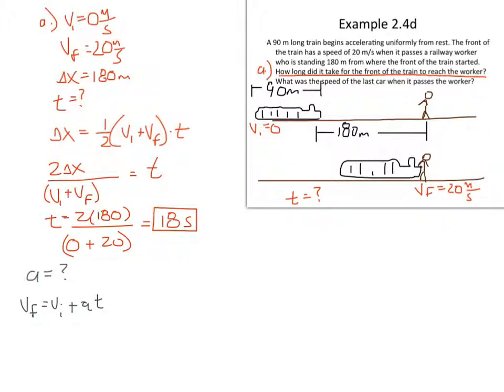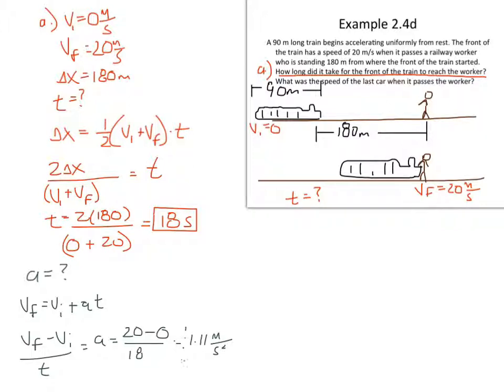Let's solve for acceleration. That means we're going to subtract the V initial over: V final minus V initial, and then we're going to have to divide by time. That's going to equal our acceleration of the train. Well, that's going to be 20 meters per second minus 0 meters per second, our initial velocity, divided by 18 seconds. So 20 minus 0, 20 divided by 18, what is that? I get 1.11 meters per second squared.